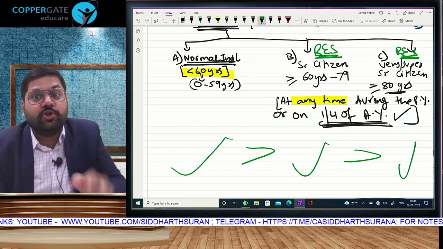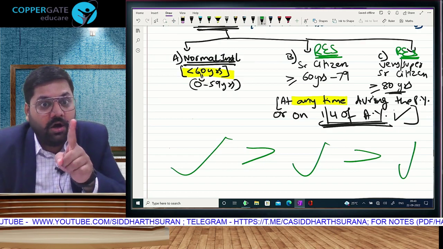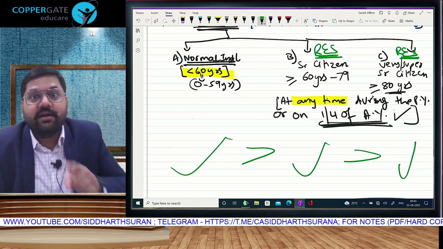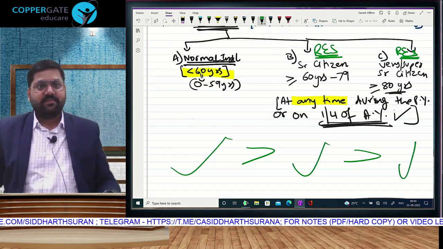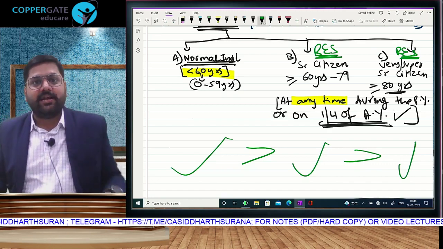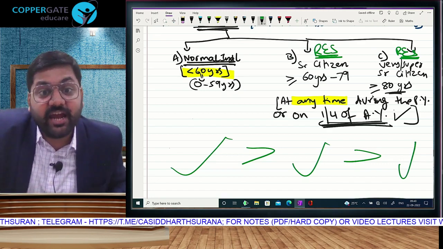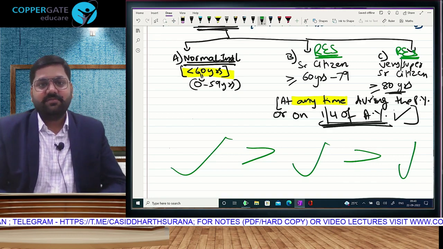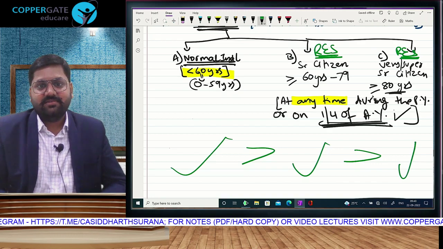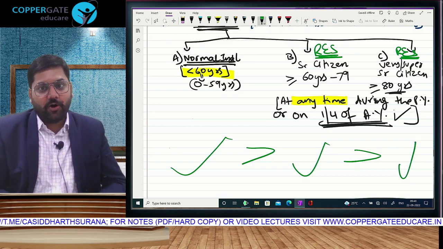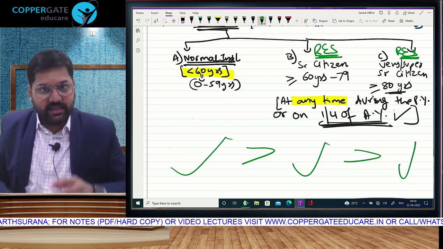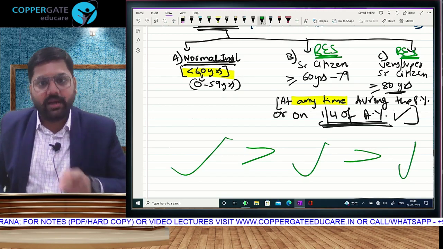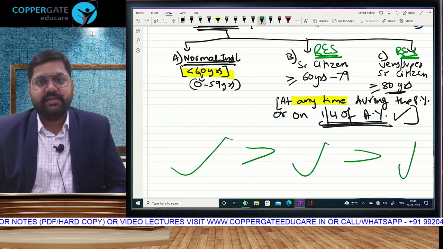Category B is not 60 to 79. So no, category B is not 60 to 79. Category B is resident 60 to 79. Category C is not 80 and above. It is resident 80 and above. The benefit of paying lower tax by becoming senior citizen is available only for residents.